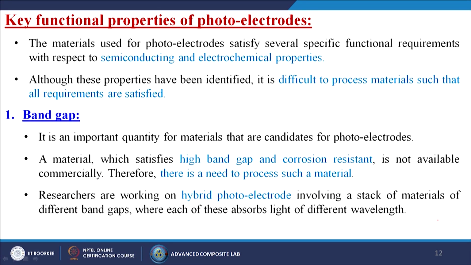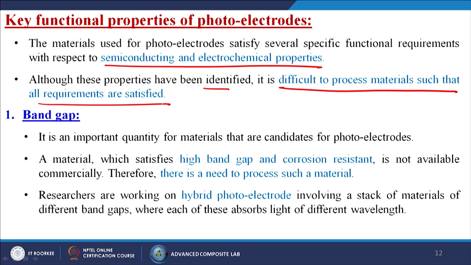So, what are the key functional properties of the photoelectrodes? The material used for photoelectrodes satisfies several specific functional requirements with respect to semiconducting and electrochemical properties. Although these properties have been identified, it is difficult to process materials such that all requirements are satisfied. Yes, of course, because when you introduce a new material, it is going to increase certain properties, but simultaneously it is going to decrease certain other properties. So, having all properties increase with a particular material is really, really difficult to achieve.